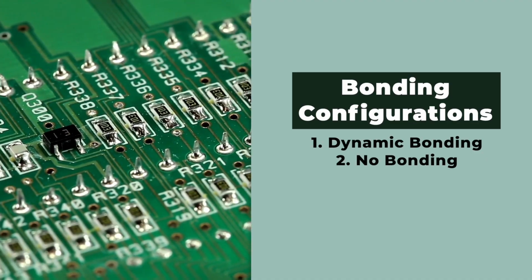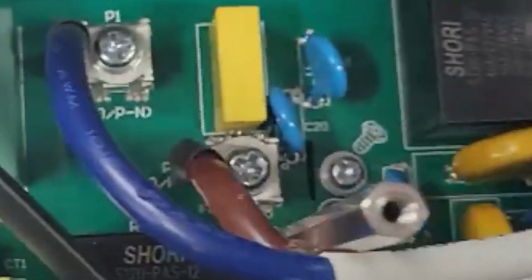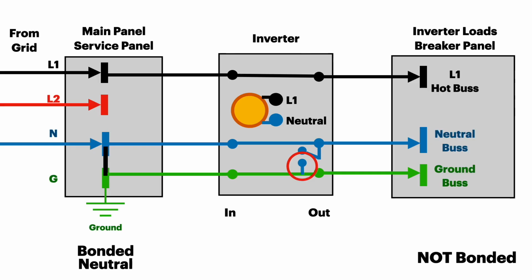Now let's look at the next system, no bonding. Okay, so this will also use the automatic transfer switch to switch line 1 and the neutral. But down here in our dynamic bonding system, if you remove a screw on some inverters, then you can lose your bond here. And in some cases, there's just no bond built into the inverter at all. Okay, so let's bring that dynamic bonding circuit back just for the demo.